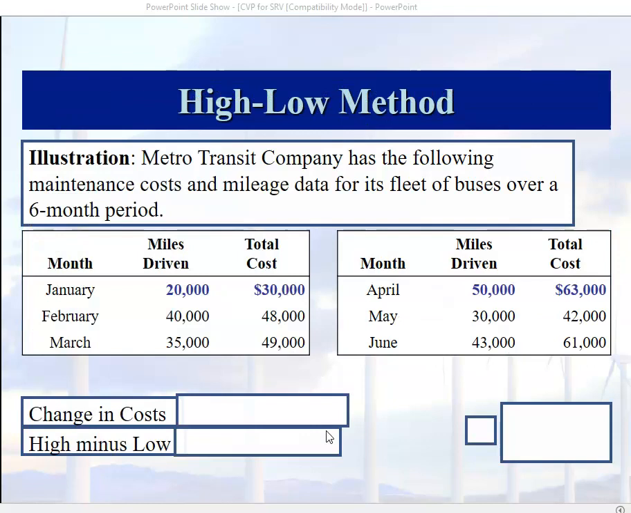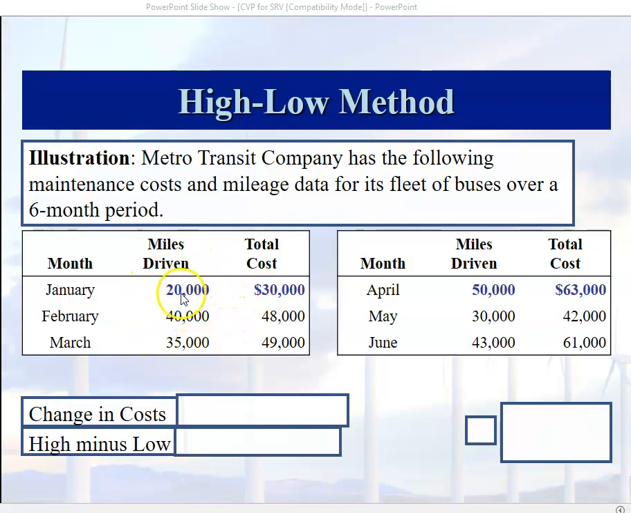Okay, so we have an example here, and this is a really good example because it's using a 6-month period of time. Most of the examples that I see on the high-low method use 3 or 4 months. So we have a period from January through June, okay? And so what we're going to do is we're going to look at total cost for the low month and total cost for the high month. In other words, 63,000 is the highest cost month, 30,000 is the lowest cost month.